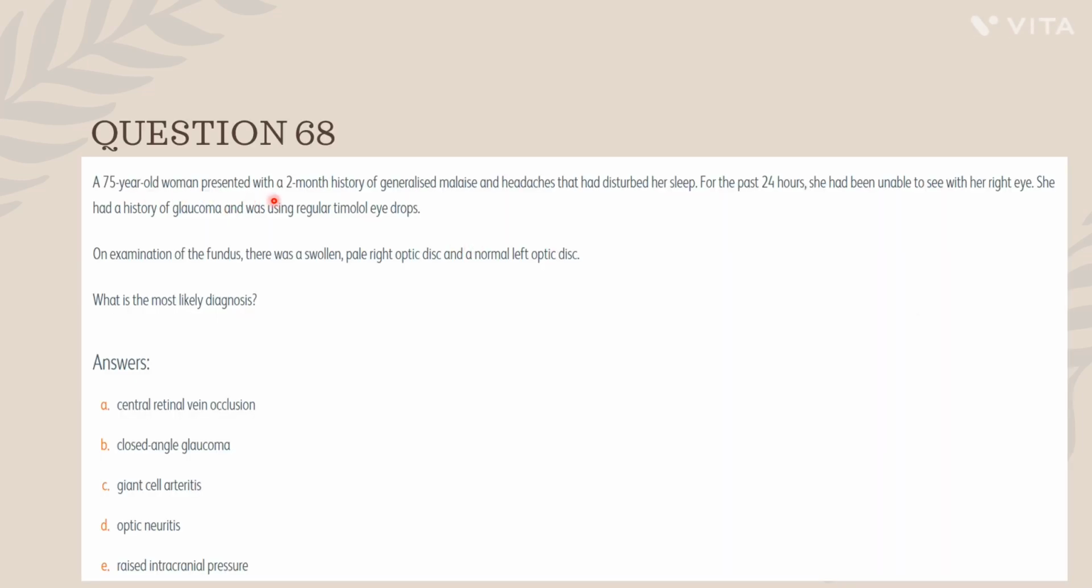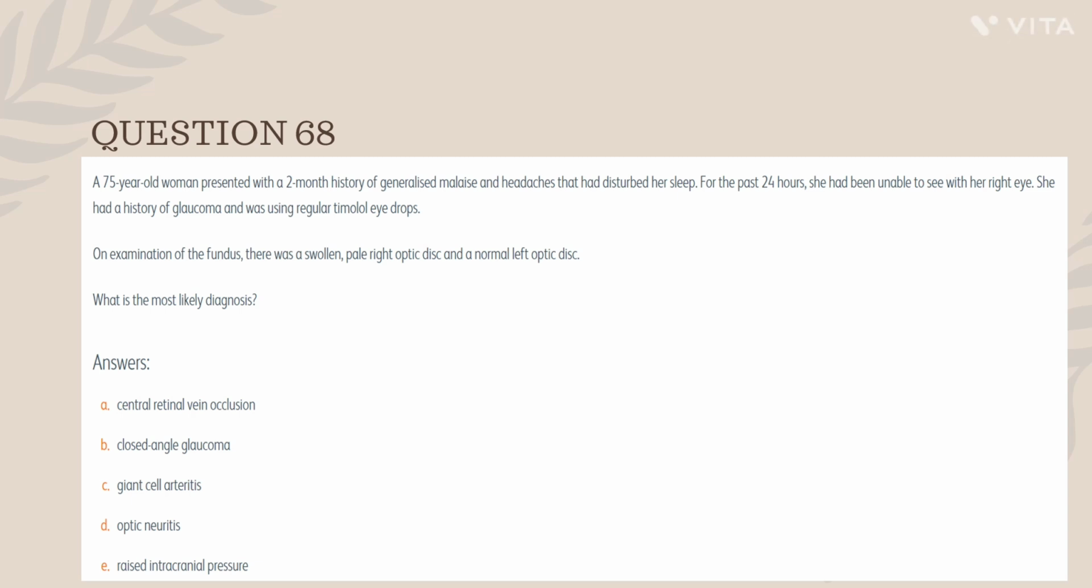Next question. A 75-year-old woman presented with 2-month history of generalized malaise and headache that had disturbed her sleep. For the past 24 hours, she had been unable to see with her right eye. She had a history of glaucoma and was using regular timolol eye drops. On examination of the fundus, there was a swollen, pale right optic disc and a normal left optic disc. What is the most likely diagnosis? So she's having malaise, headache, and now she's unable to see with her right eye. She had a history of glaucoma and was using timolol.